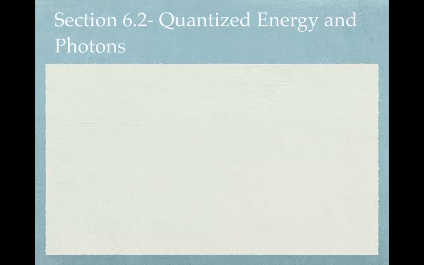The next section talks about quantized energy and photons, so we are going to need to get some definitions out of the way. Before we get started, though, I wanted to talk about relating energy to frequency. So this formula right here, E equals h times your frequency. E is energy, h is Planck's constant, which is 6.626 times 10 to the -34th joules times seconds, and we'll work with that when we start doing some problems. And frequency.